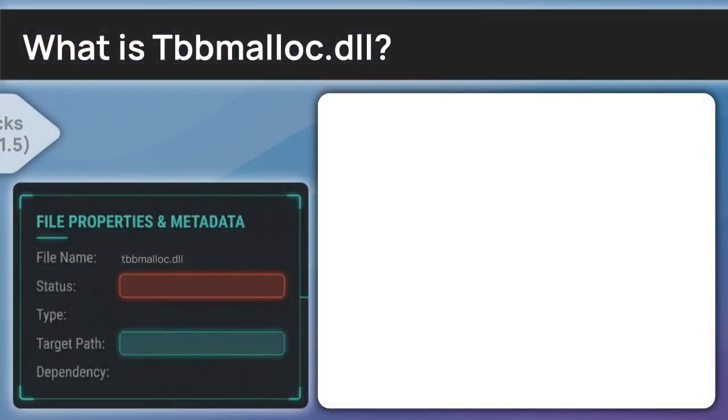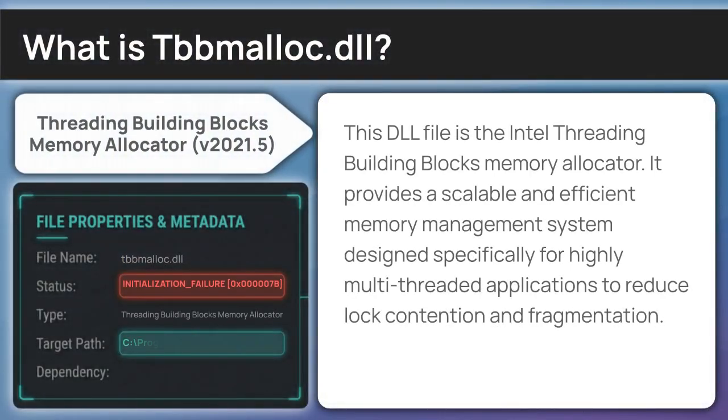This DLL file is the Intel Threading Building Blocks Memory Allocator. It provides a scalable and efficient memory management system designed specifically for highly multi-threaded applications to reduce lock contention and fragmentation. Now that the background is clear, let's walk through the actual installation steps.